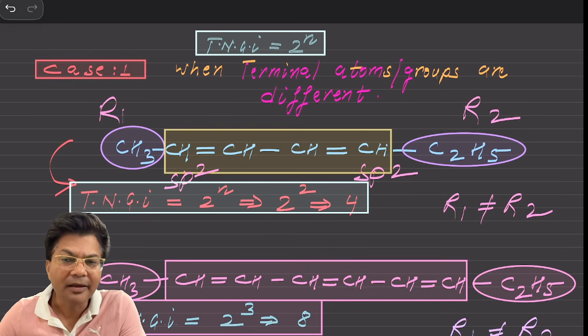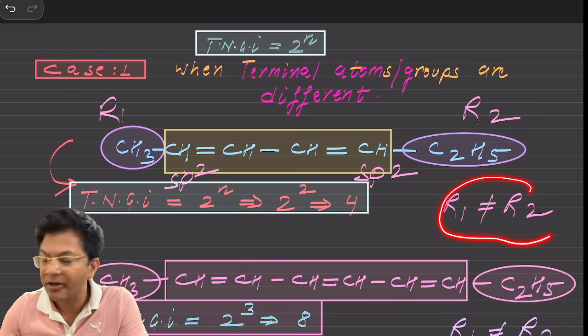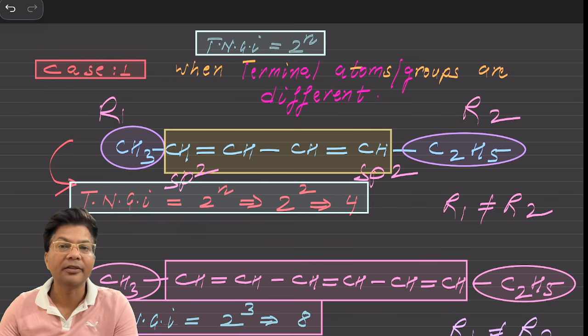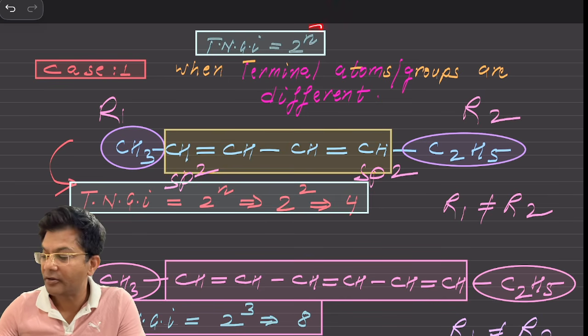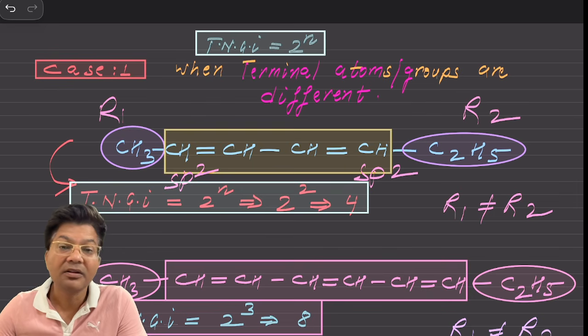What I say, that R1 should not be equal to R2. Then the total number of GI formula is 2 raised to power n, where this n is the stereocenter, or you can say the number of active double bonds. So you see, 2 raised to power n.